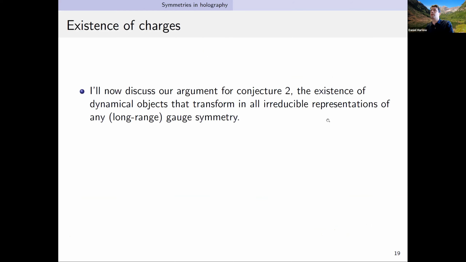So let's now go on. The other conjecture we're going to talk about, conjecture number 2, was the conjecture that if there's a gauge symmetry, so that's allowed, then there should exist objects that transform in all irreducible representations of the gauge symmetry.